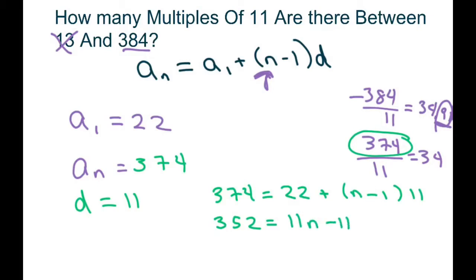Then I'm going to add 11 to 352, and I get 363. Then I'm going to divide both sides by 11, and my answer ends up being 33.